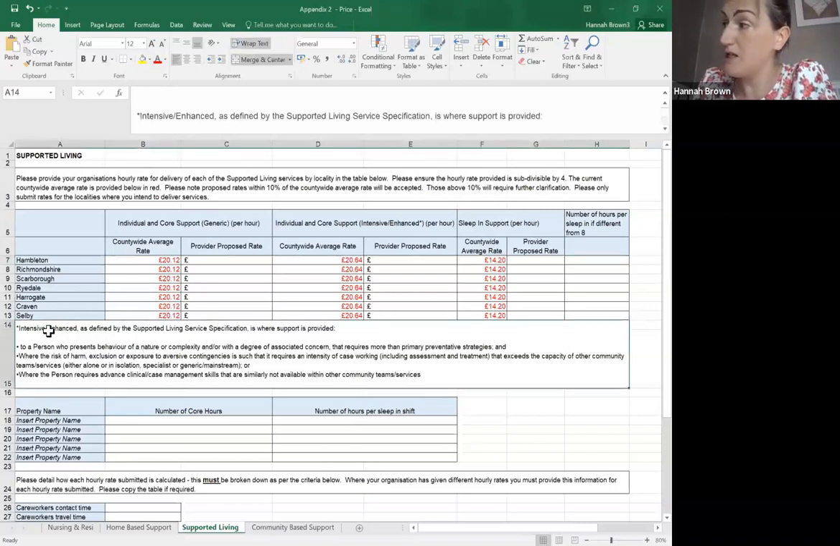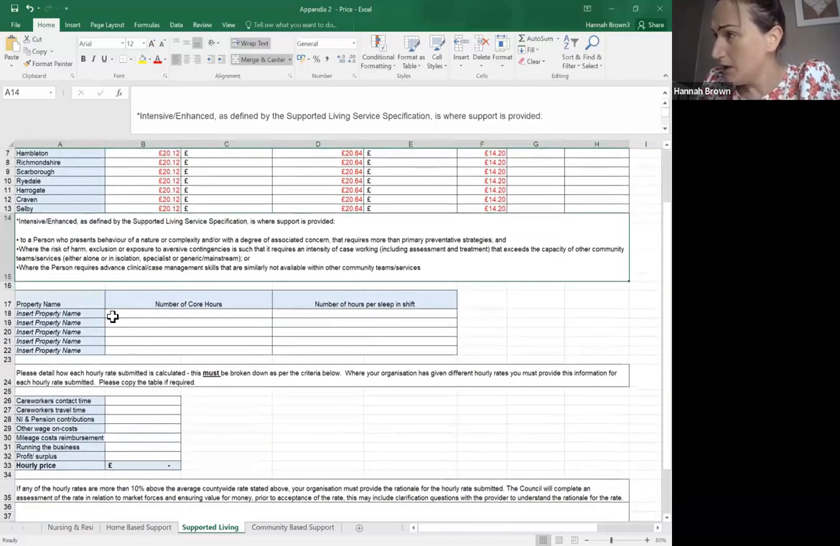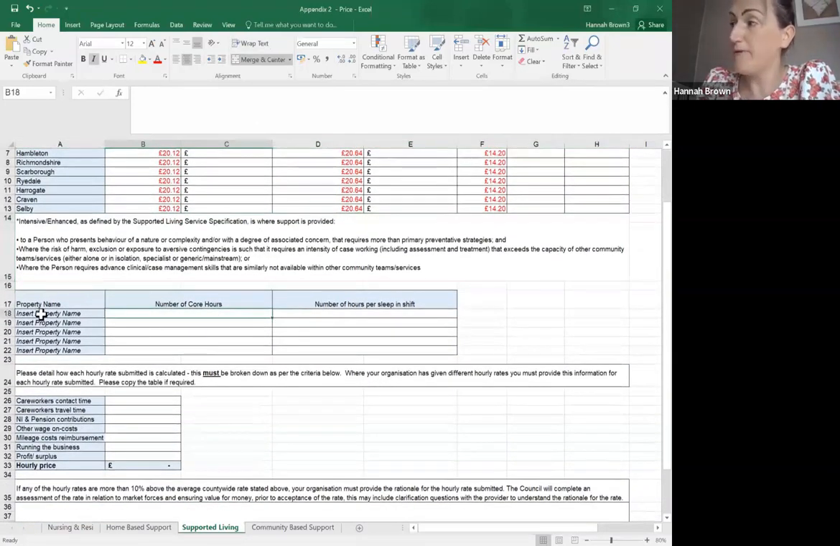We've provided you with the definition of intensive or enhanced support, just so that you're clear about the circumstances under which we would pay that higher rate for intensive or enhanced support. We've just asked you on here as well just to provide the details of the current properties that you have within North Yorkshire, the current supported living properties. So where there are a standard number of core hours and the number of hours per sleep-in against each of those properties, just so that we're clear when we're brokering placements within those properties, the number of core hours that's available to a person should they move into that property.